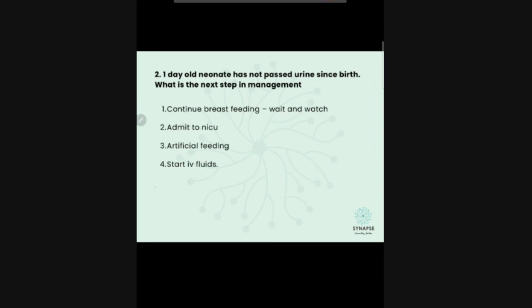So when you see start IV fluids, no, you should not do that. You have to only continue breastfeeding and just wait and watch. You have to continue breastfeeds, wait and watch. So this is one normal newborn question.